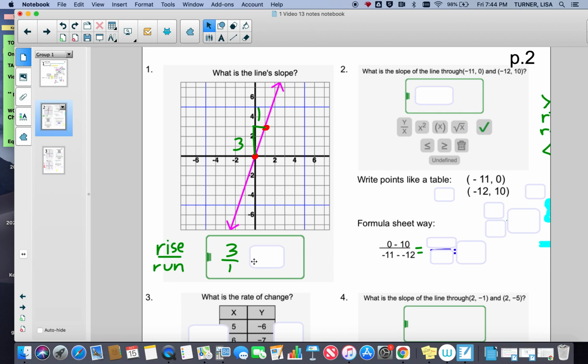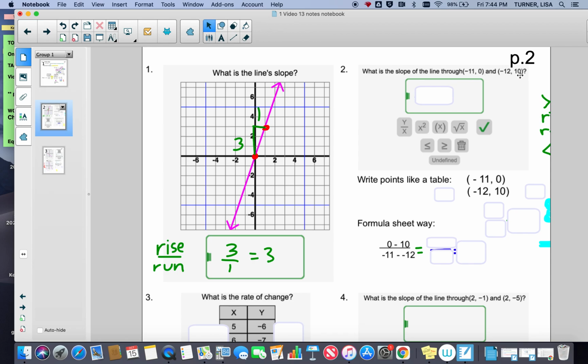So 3 over 1. And I'm pretty sure Get More Math wants us to reduce that. So that's just 3. It's a slope of 3. It's slanting through 3 blocks. 3 blocks over 1. All right, number 2. What's the slope of the line through these 2 points? And so now they're not giving us a picture.